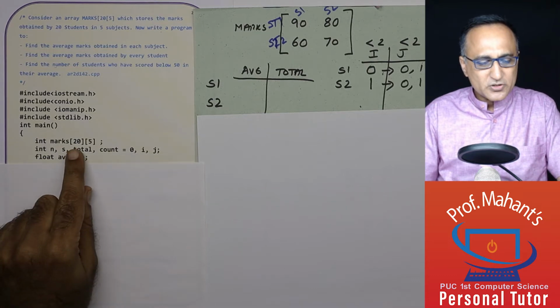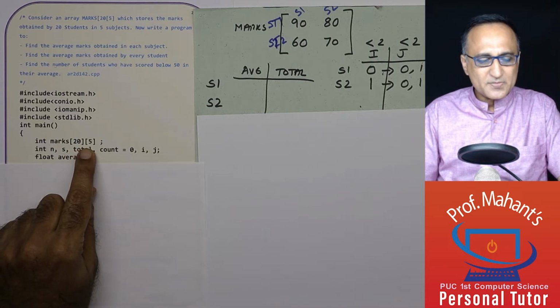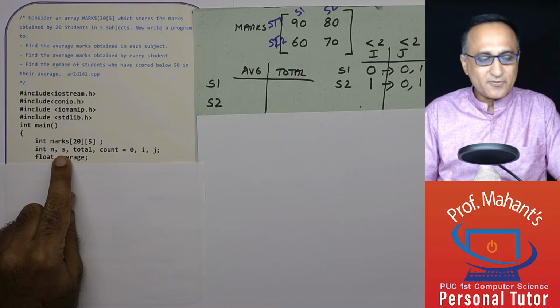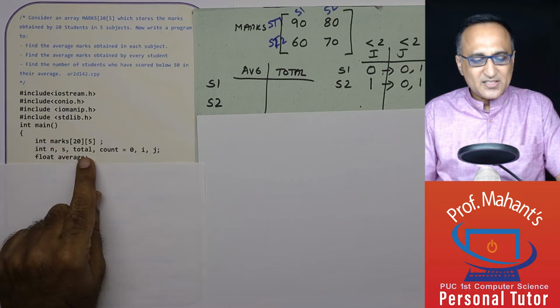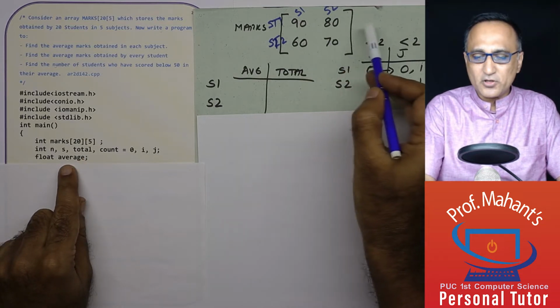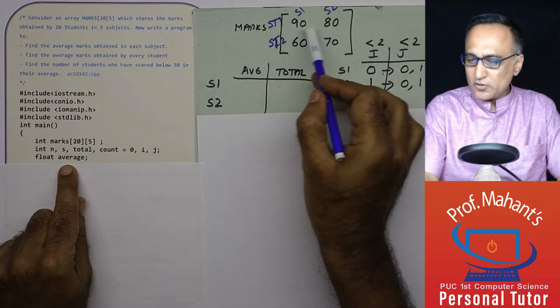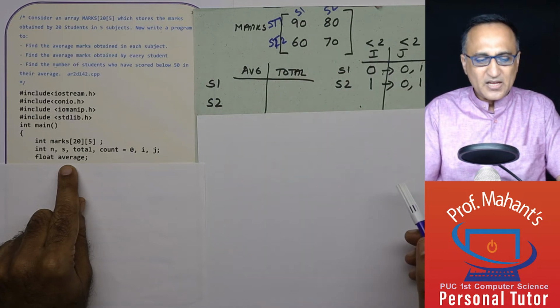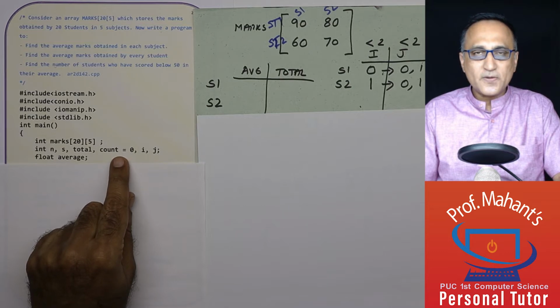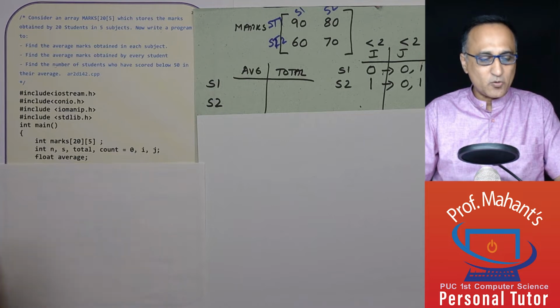So I have an array whose size is 20, number of columns is 5. N tells me the total number of students. S tells me the total number of subjects. Then this is going to give me the total across row, total across column, and this is going to give me the average score for the student across like this. So if this average happens to be less than 50, I need to count. This is that fellow who counts how many students' average is below 50. This is the variable which will count that.